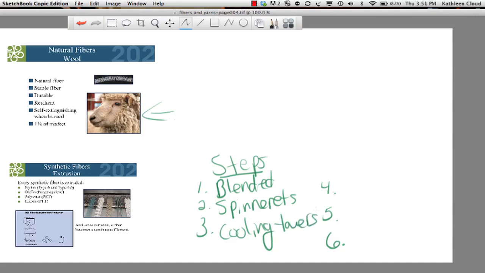Fourth, mechanical draw, stretching of yarns. So we'll put mechanical stretching of the yarn. Okay, we have the texturing as the 5th step. Make sure I spell it right here. And the 6th step is the yarn take-up. That is where it's then wound into cones.